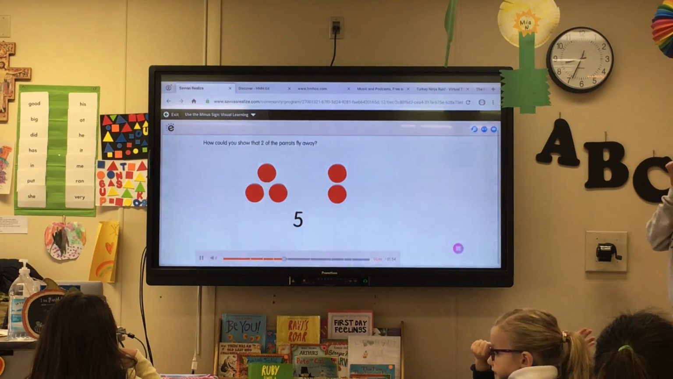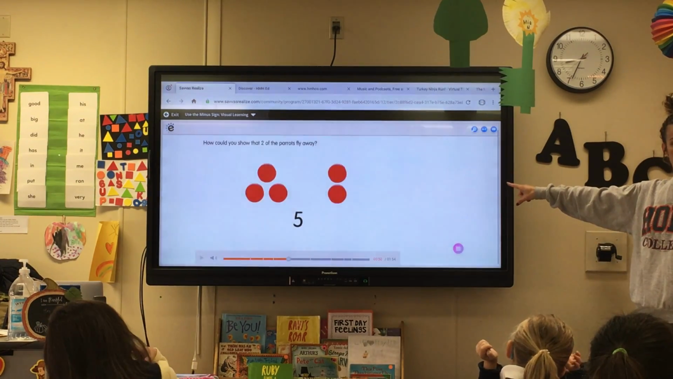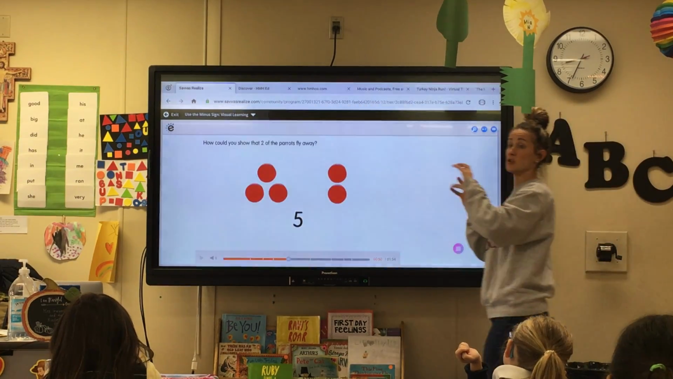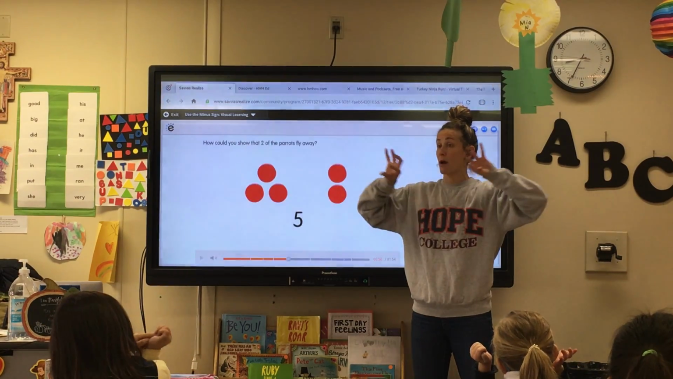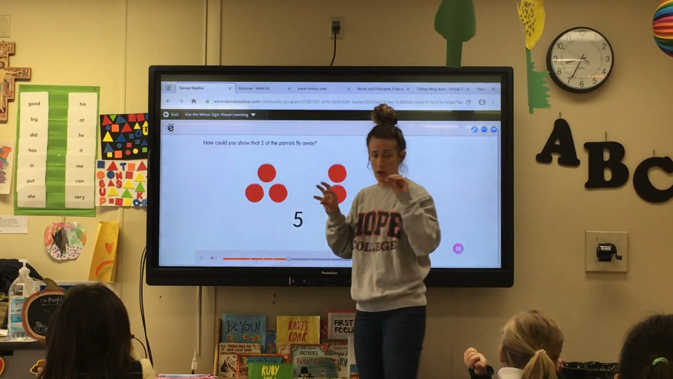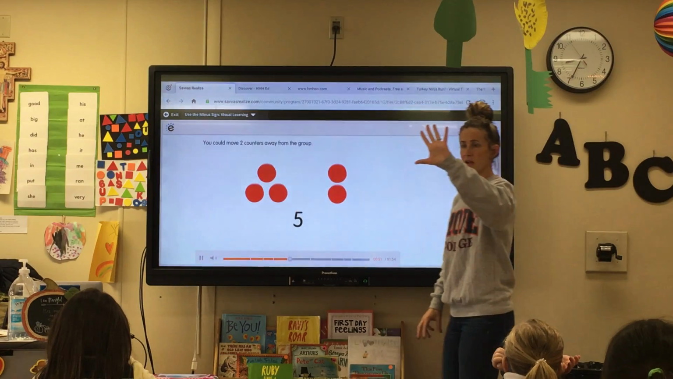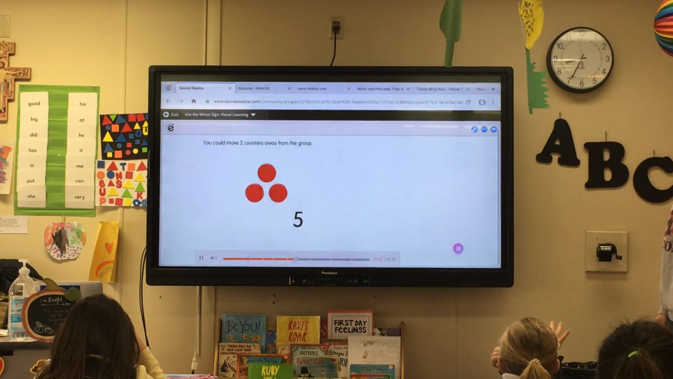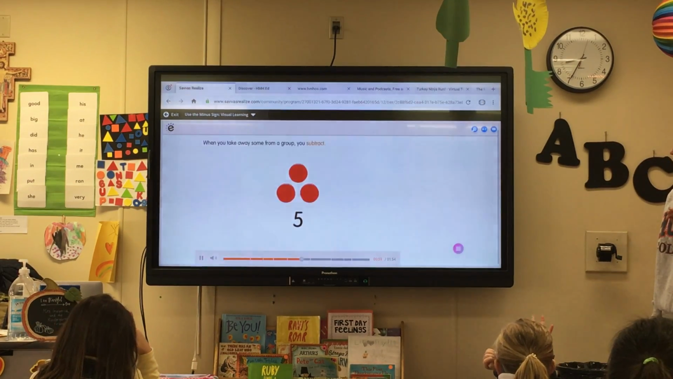How could you show that 2 of the parrots fly away? Oops, what did they do to the counters? Okay, they separated them from the group, right? They took it away. Remember how we did that last week, how we drew the 2 circles to show and pull them apart, right? So they already made 2 separate groups. They pulled the 2 counters away to show that 2 are flying away. So you could take away, move 2 counters away from the group. When you take away some from a group, you subtract.